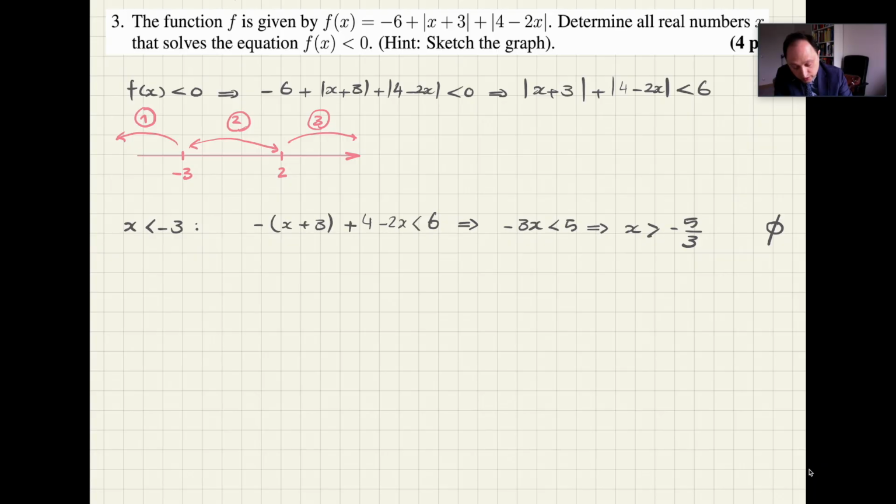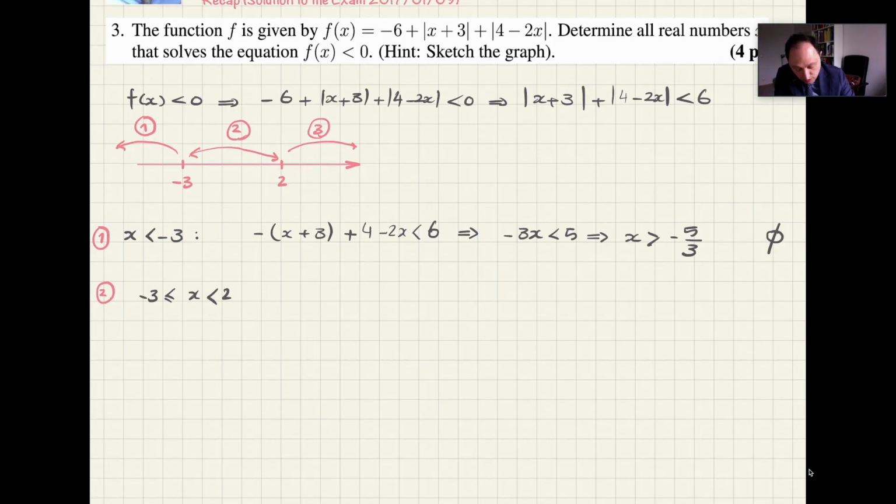Okay, let us consider the second region. Yes, so that was the first region. So the second region, I consider -3, which I didn't consider before, and then I go up to 2. So let us see what happens here. Here I am sure that x is greater than -3. So when x is greater than -3, this is definitely positive, so I don't need absolute value signs.